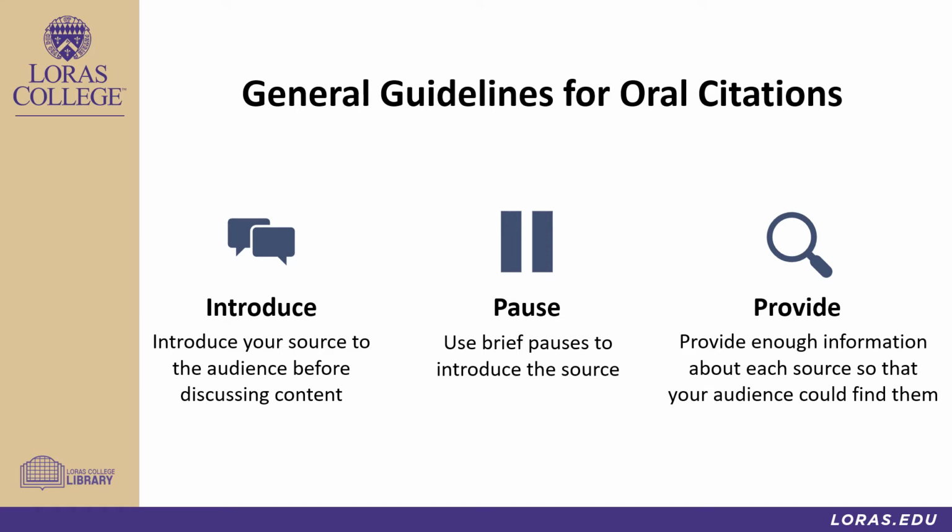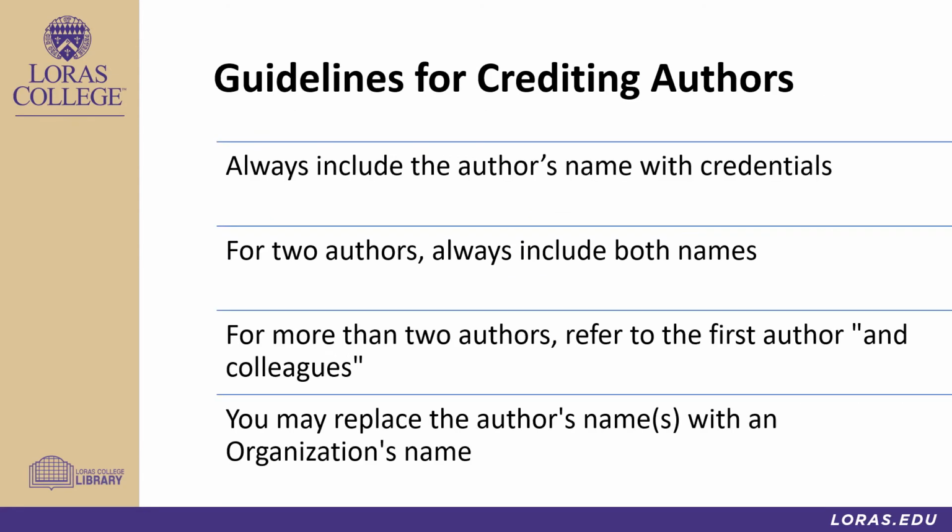And finally, you should be able to provide enough information about each source so that your audience can find them on their own. This does not mean a full citation that you would normally see in a bibliography, but just enough information to give credit and for your audience to be able to find the source. In most cases, you should include the author's name with credentials. For example, award-winning poet and activist Amanda Gorman, etc.